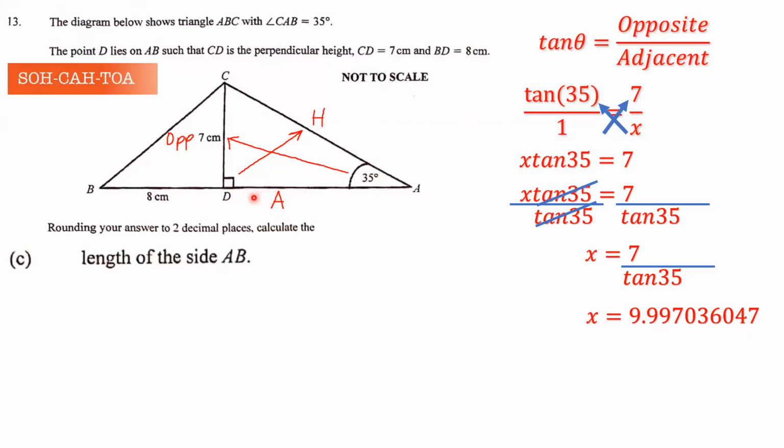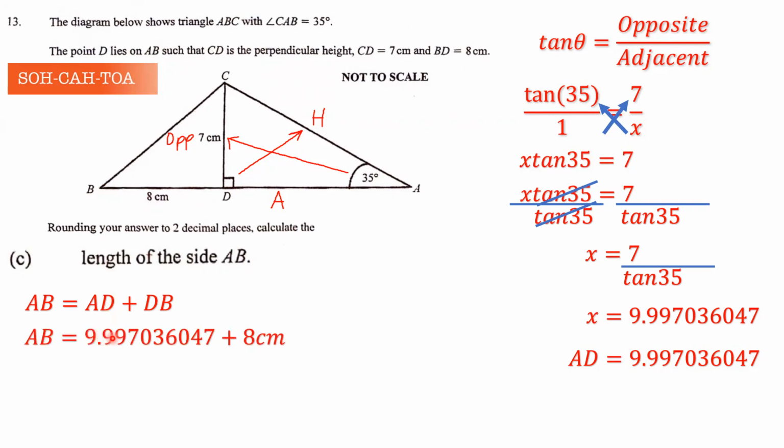But we don't just want the length DA. We want the length AB, and so let's add them together. AD or DA is going to be equal to 9.99703604. Now, in order to figure out the length of AB, we say AD plus DB, which is 8. So AB is 9.99703604 plus 8 centimeters.